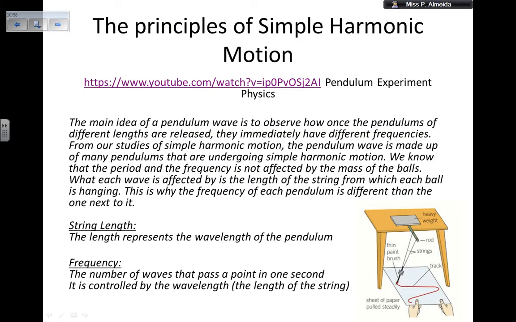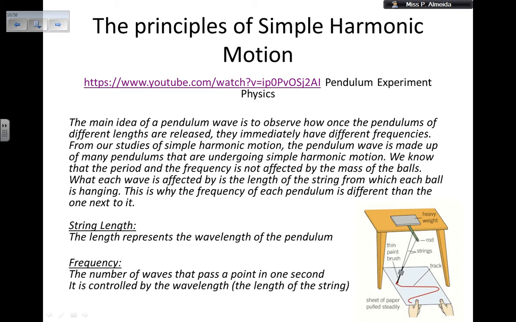So first of all, I'm going to put the link of a video in the description, which tells you one of the main principles about simple harmonic motion. You're going to have a pendulum wave. That means you're going to have many different masses, golf balls, at different lengths. They are all next to each other, but the strings have different lengths, okay?